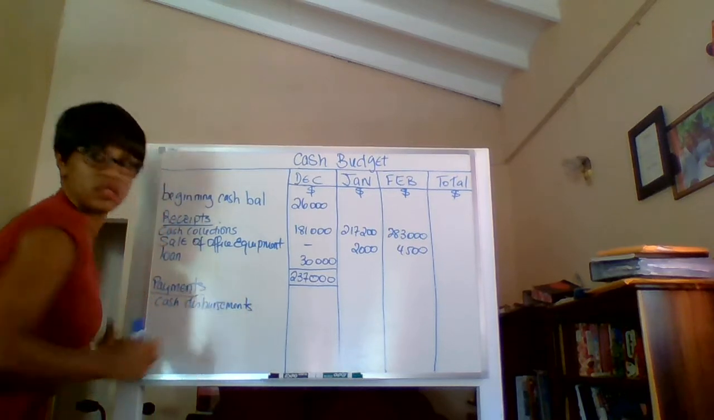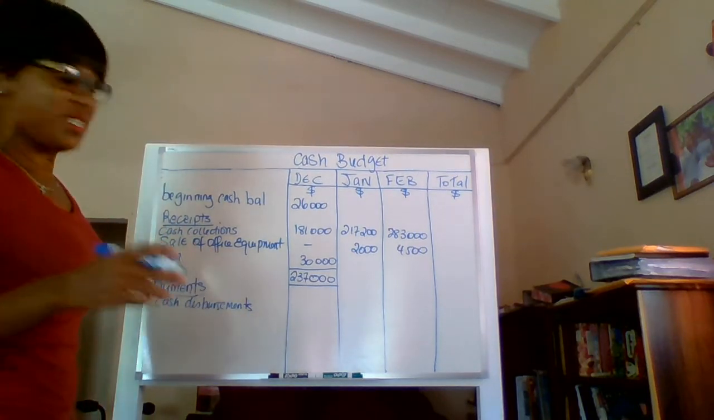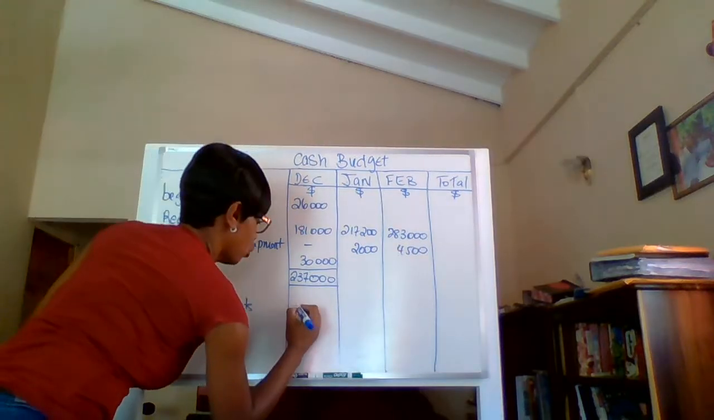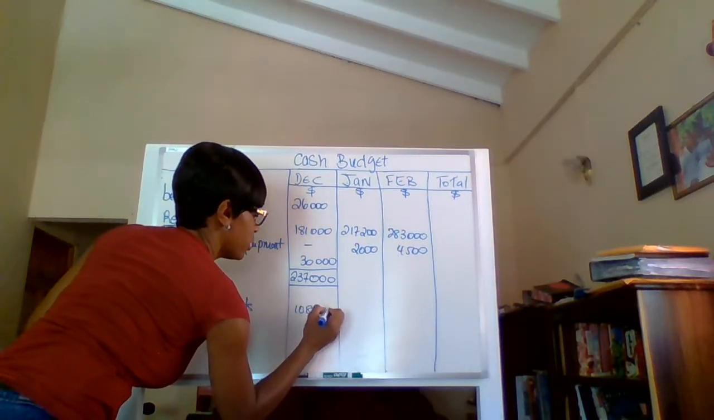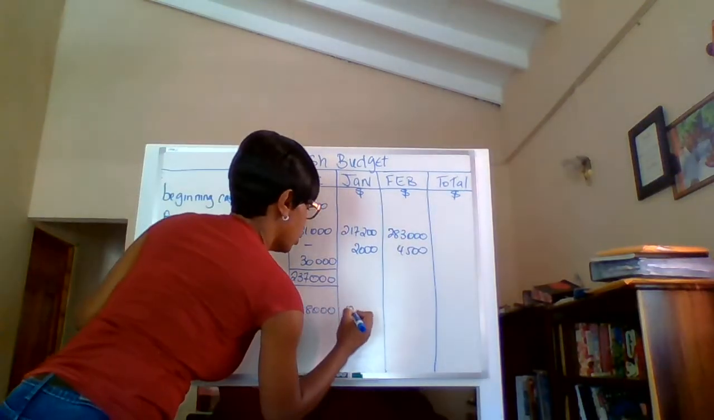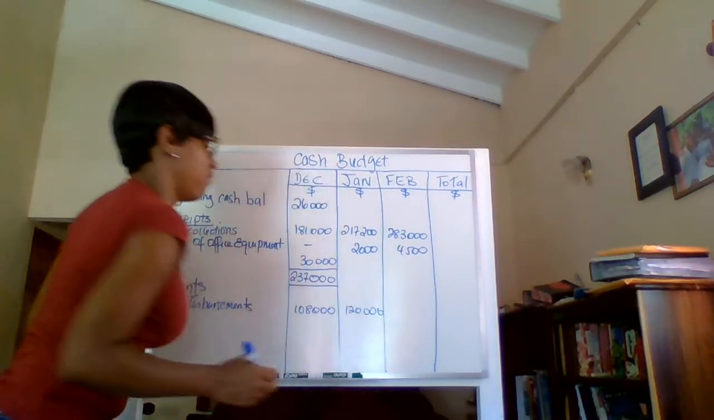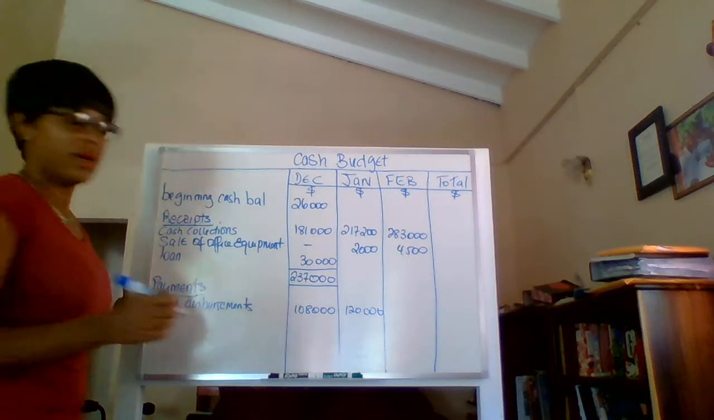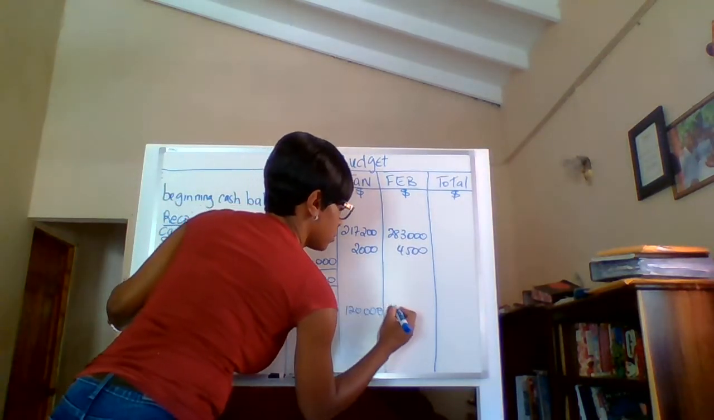So we're going to go across. In December, we're hoping to pay 108,000. In January, we pay 120,000. In February, we hope to pay 180,000.